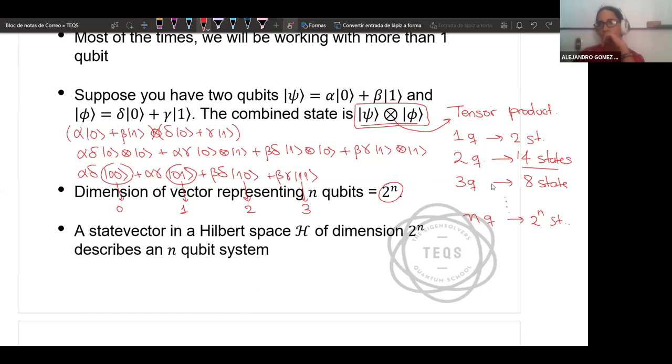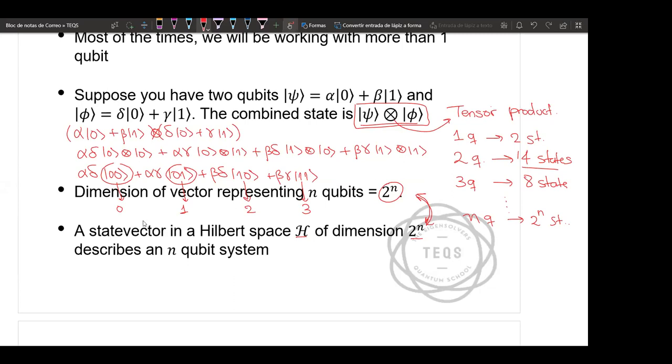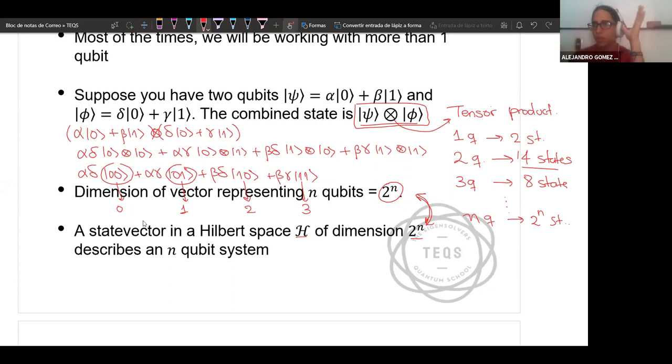Fine. So we can say it with different words, but it's totally equivalent. A state vector in a Hilbert space H of dimension 2 to the n describes an n qubit system. This is the same thing, but with different words. A state vector is just a vector that satisfies the normalization condition. The Hilbert space is the vector space of quantum states in which we define the inner product. And it has dimension 2 to the n because we need 2 to the n entries to describe n qubits. So that's it.